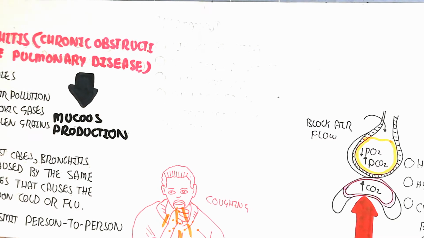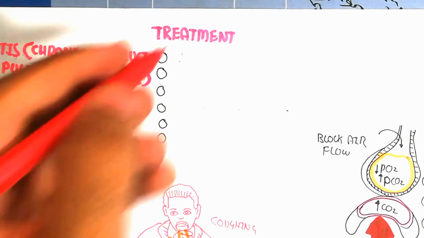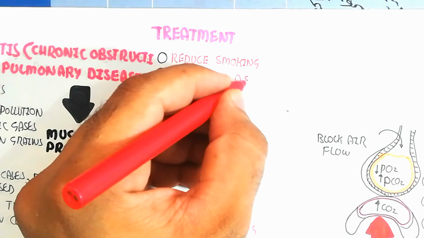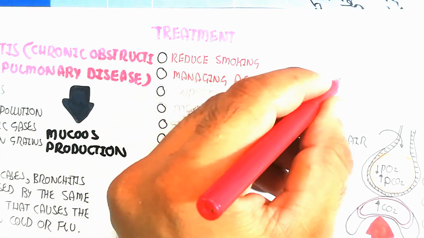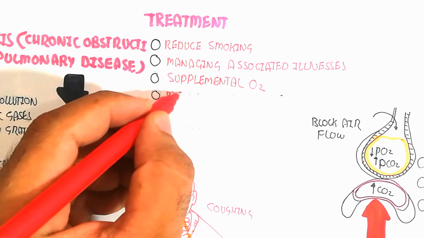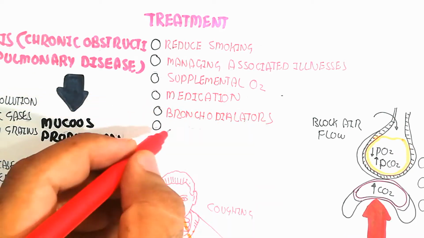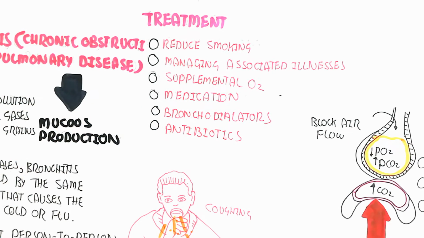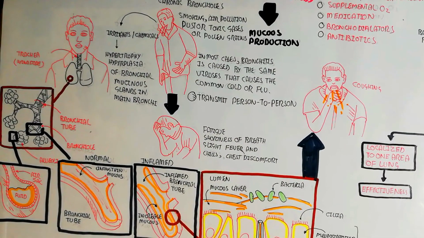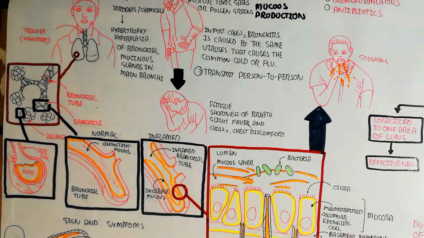Cor pulmonale means right-side heart failure. The right-side heart failure occurs due to difficulty in the pulmonary circulation, due to the high blood pressure in the pulmonary circulation. So the treatment can include reduced smoking, managing associated illnesses, supplemental oxygen and medication, bronchodilators and antibiotics. Basically, you should understand that treatment may involve a ventilator, the medical ventilator machine.